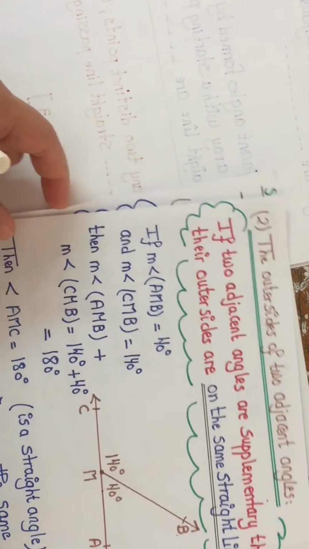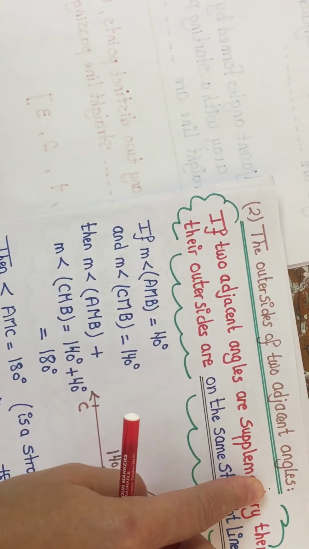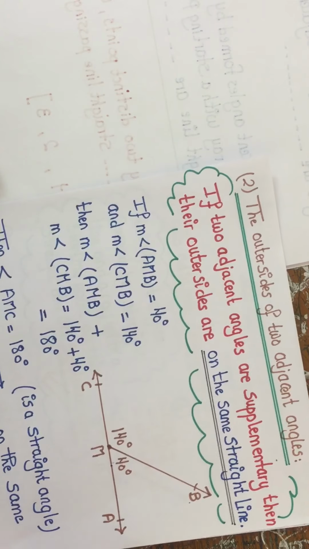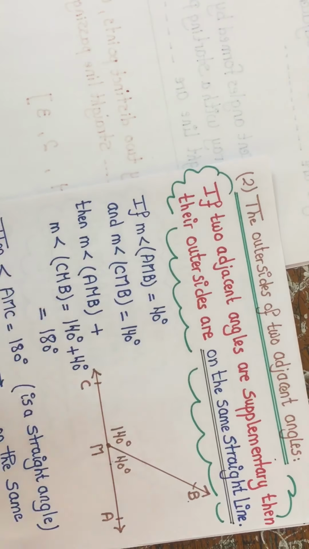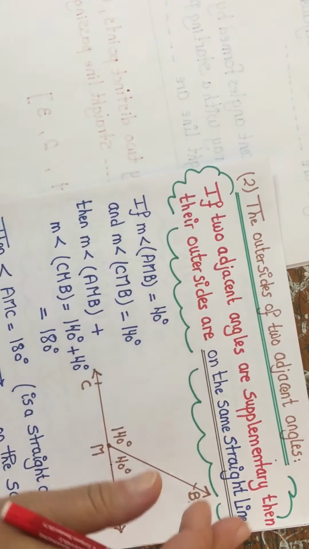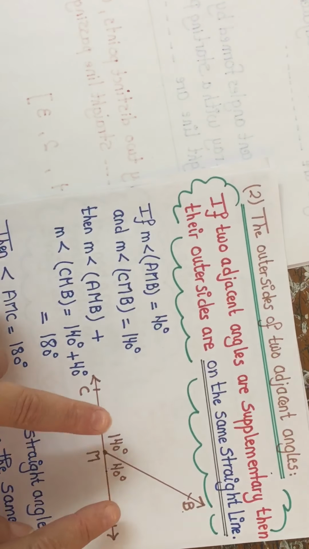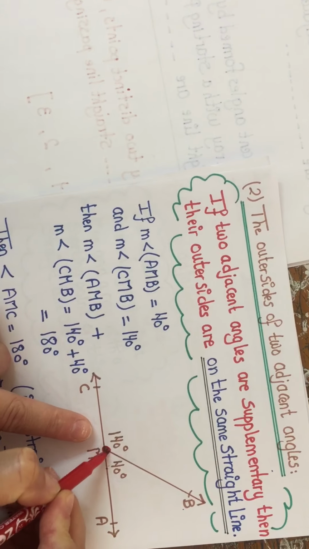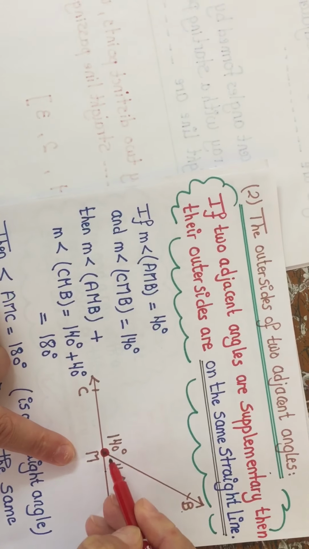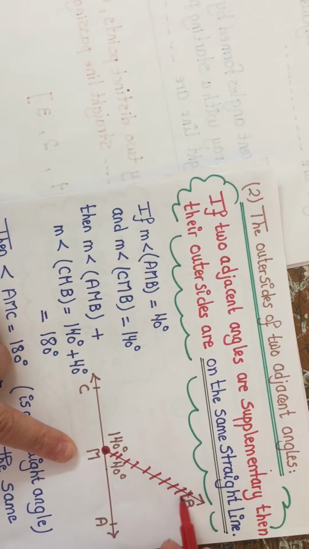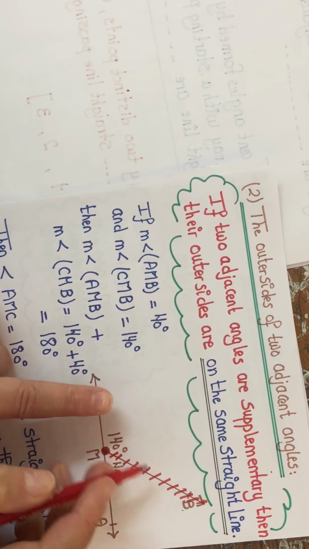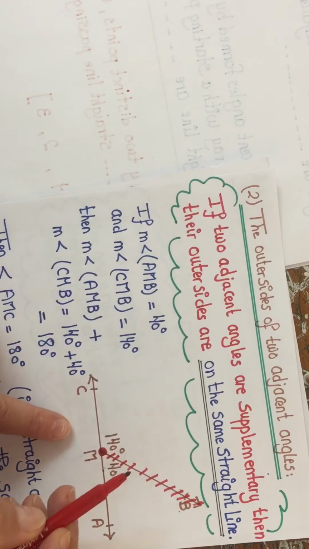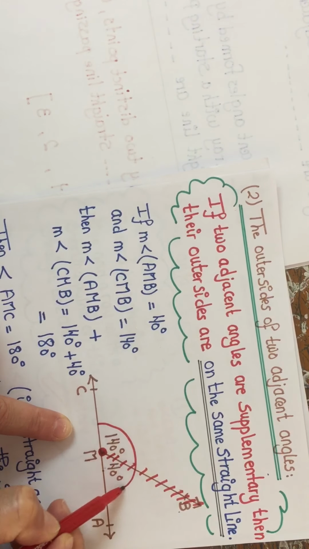What did we say about the second case? The outer sides of two adjacent angles. If two adjacent angles are supplementary, this is the opposite of the first case. I told you that the two adjacent angles are supplementary. So we have two adjacent angles. What's the meaning of adjacent? They have a common vertex. Let's take our common vertex, which is M, and our common side here is MB. So they have a common vertex and a common side. This means we have two adjacent angles. And I told you here that these two adjacent angles are supplementary.